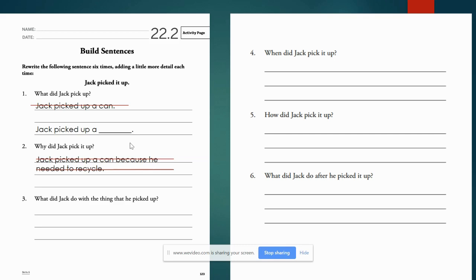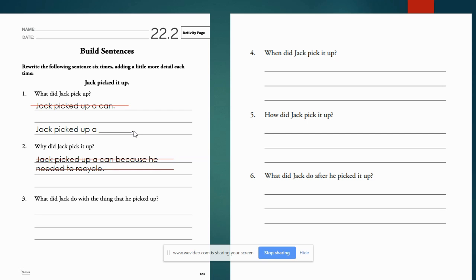Take a moment to think. What is something that Jack could have picked up? Okay. Now that you have your thought, go ahead and whisper it into your hand. Jack picked up a. Whisper it into your hand. Okay, and you will fill in the line to answer whatever you choose for Jack to have picked up.